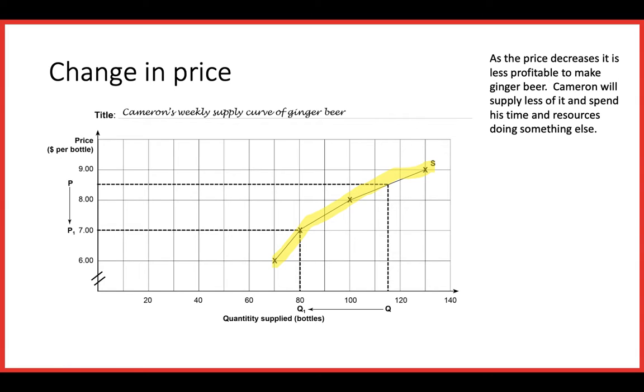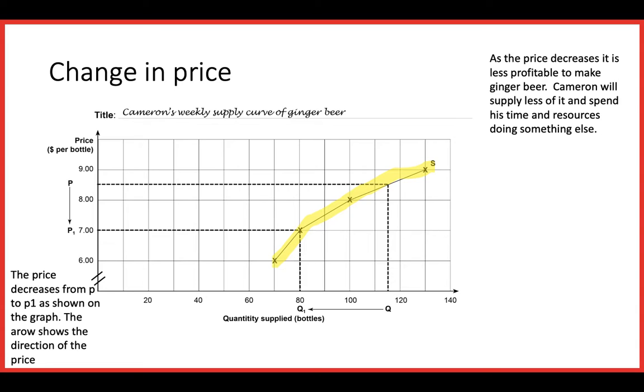So as the price decreases, it's less profitable for Cameron to make his ginger beer. He'll spend less time in the production of ginger beer and put less resources into it. And he might put his resources and time into doing something else. Or it might be that he decides it's more fun to sit down and watch Netflix than make more ginger beer if it's not going to be at a good enough price to make it profitable for him.